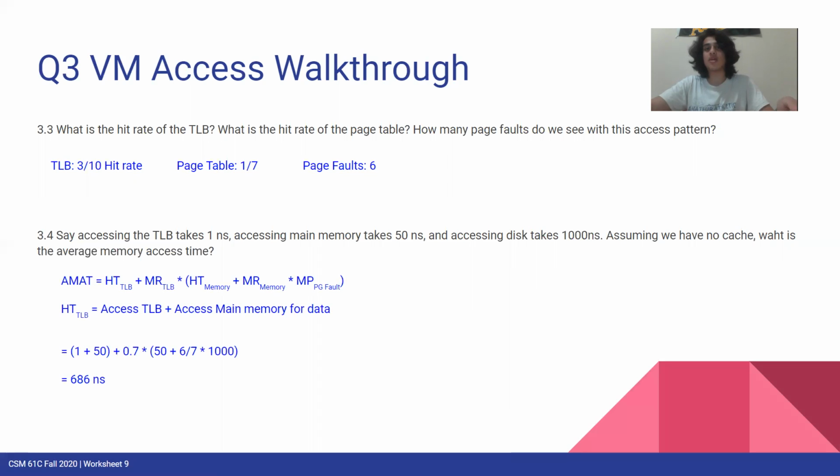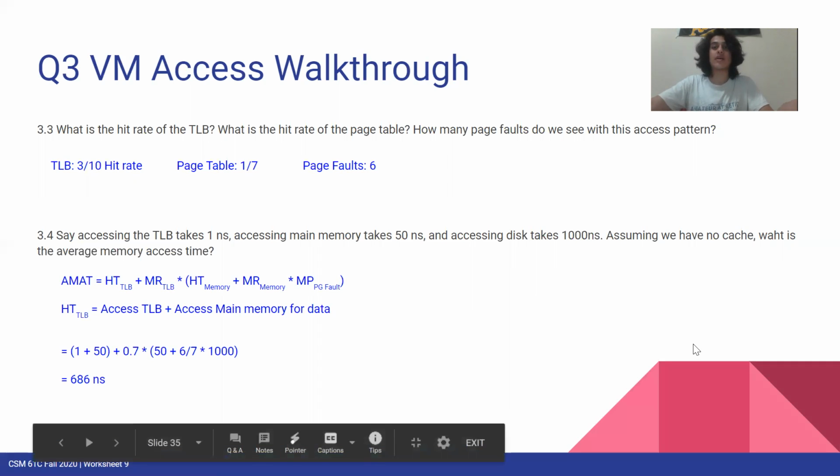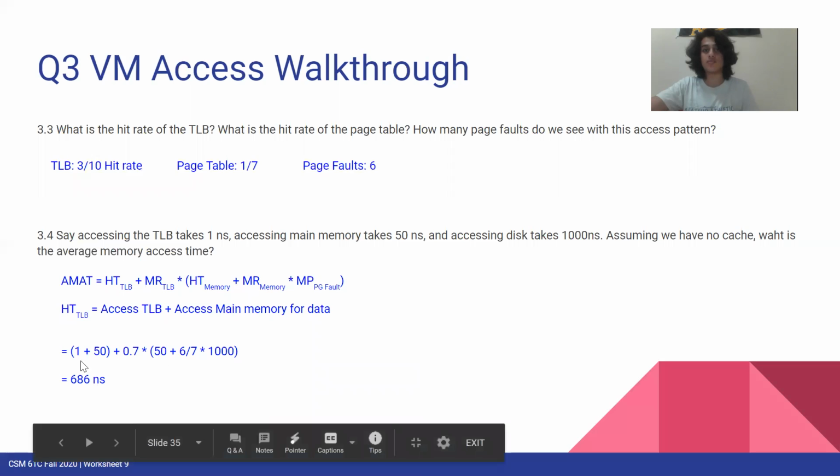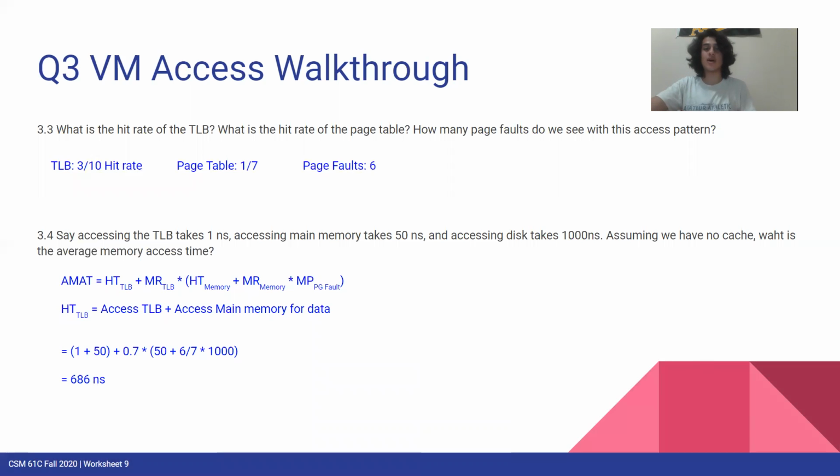So our average memory access time, when we have it for multiple levels, you kind of compound the formula. With a TLB and a page table, we use our hit time for the TLB, then our miss rate times our hit time from memory, and our miss rate from memory times the miss penalty for the page fault. So we compound the equation to use our different caches. That comes from the givens. This equation fills out to 686 nanoseconds, which isn't too bad. That's pretty fast.